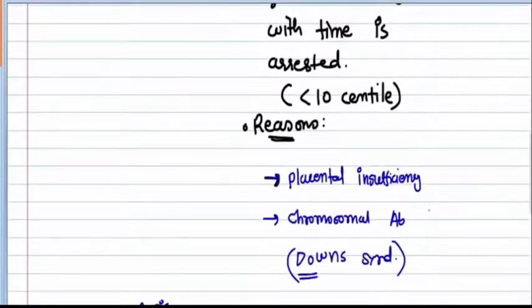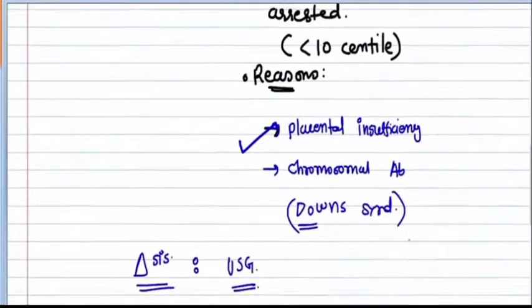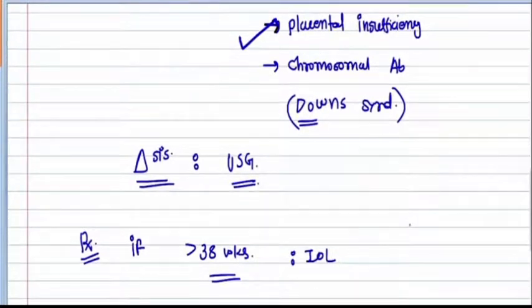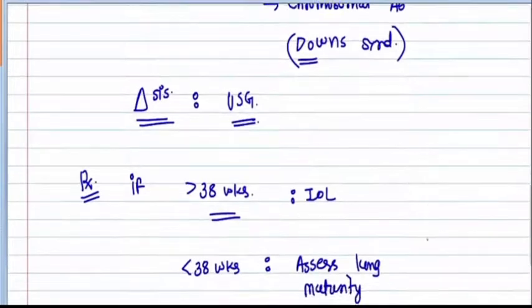Now what can be the reasons for IUGR? It can be due to two main things: placental insufficiency and chromosomal abnormality like Down syndrome. The diagnosis is made by ultrasound, and the treatment is a very crucial part here, because if the baby's gestational age is more than 38 weeks and the baby is of sufficient weight, then you can go for vaginal delivery. Also check the status of lung maturity.